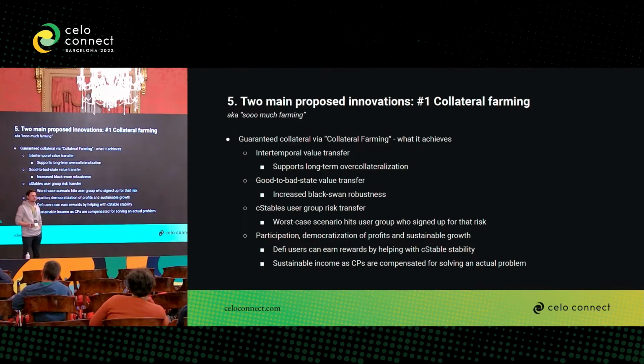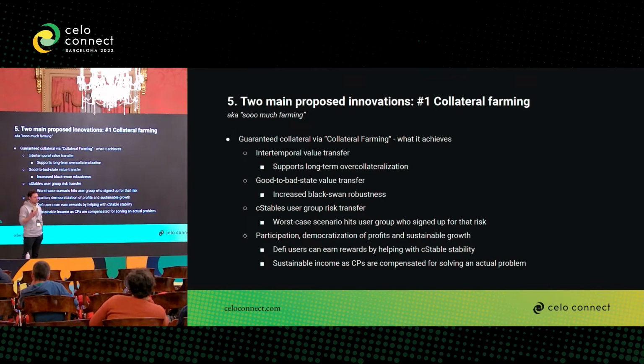You basically have an increased black swan robustness because the value is there no matter what's happening. The value is locked. It cannot be withdrawn. So during black swan ones, nothing really happened, and the collateral would have otherwise left, very likely.